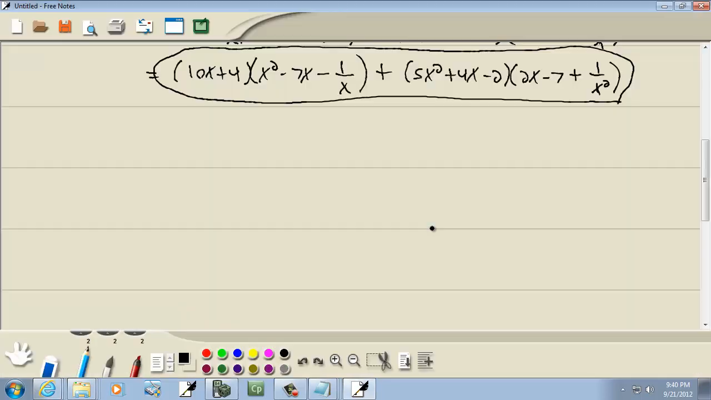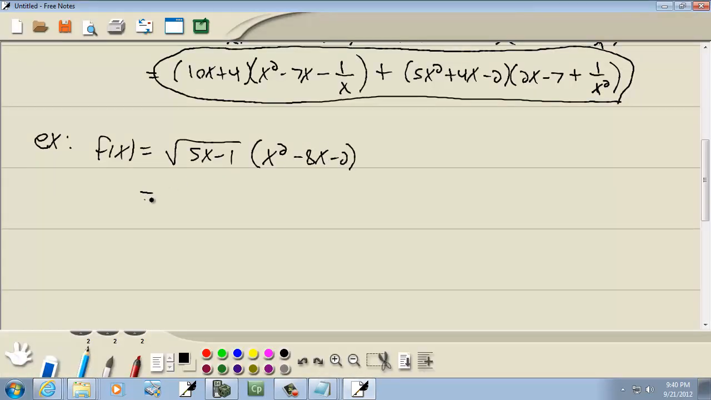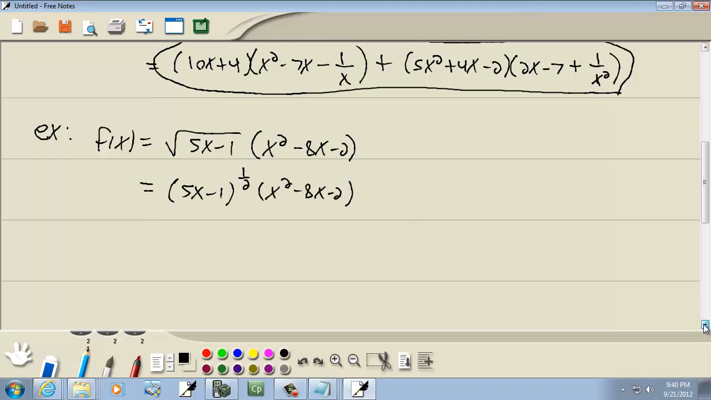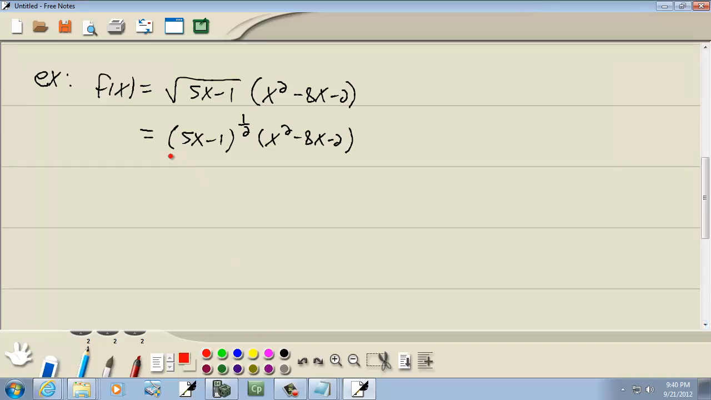Let's look at our second example. We've got f of x is equal to square root of 5x minus 1 times x squared minus 8x minus 2. Well, definitely don't want any radicals to begin with, so we'll rewrite this as the 1/2 power, like this. And this is the product rule. We got something, which is this, times something else, which is that. So that's our p and that's our q.